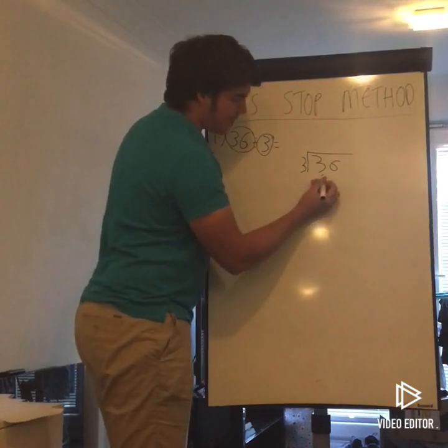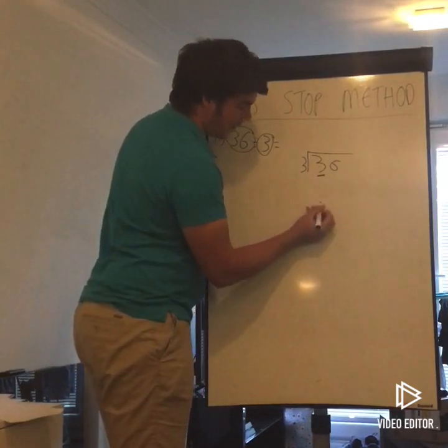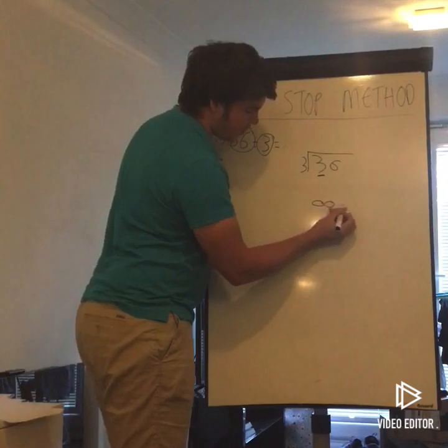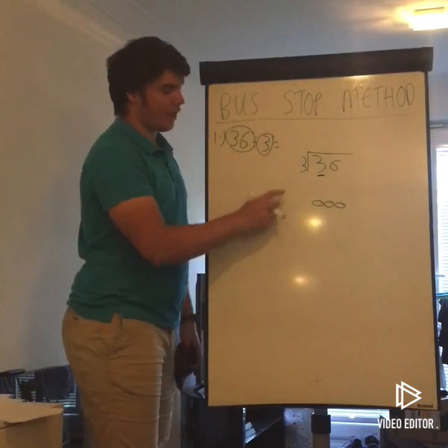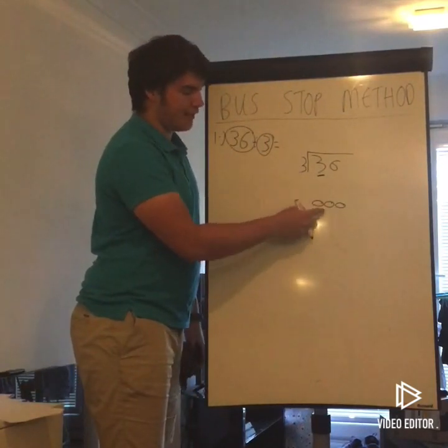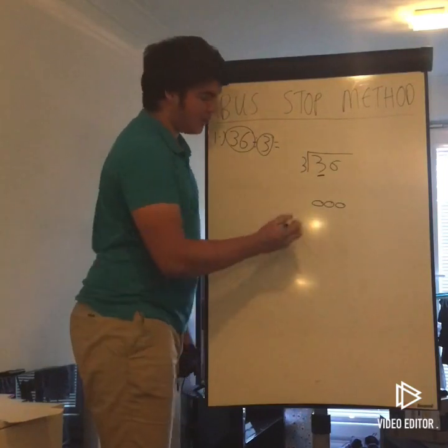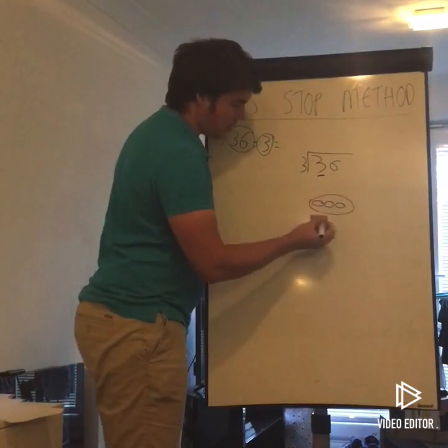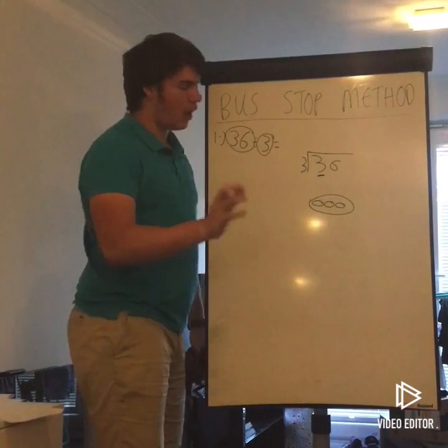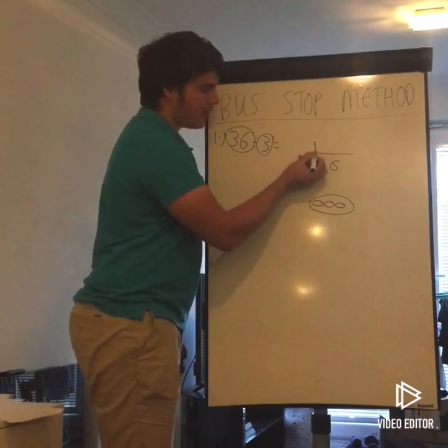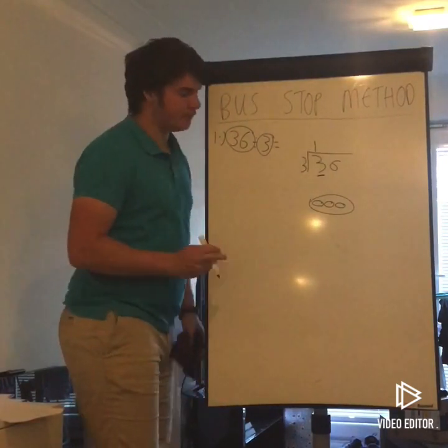So I'm going to take my first number, my 3, and I'm going to imagine I have 3 sweets. And I'm going to say, right, how many groups of 3 can I make with my 3 sweets? So I can make 1 group. Oh, that's it. Only 1 group. So up there, I'm going to put a 1.